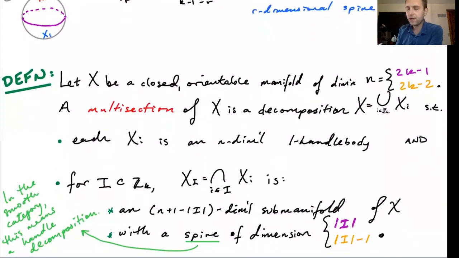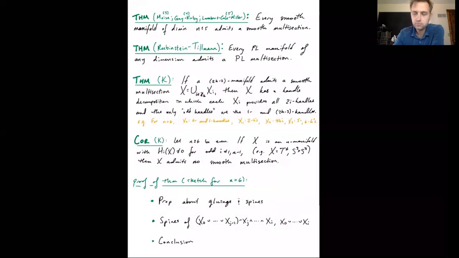And here's the definition. Again, it's a decomposition of your manifold into an appropriate number of pieces depending on the dimension of the manifold. All manifolds are assumed to be closed and orientable throughout. The pieces of the multisection, the X_i's, all need to be one-handlebodies, meaning they have a one-dimensional spine. And then we've got these two properties, that the dimension and the dimension of the spine for the intersection depend only on how many things you're intersecting. Spine here, or having a spine of dimension, let's say 2, means that you have a handle decomposition using only 0, 1, and 2 handles.